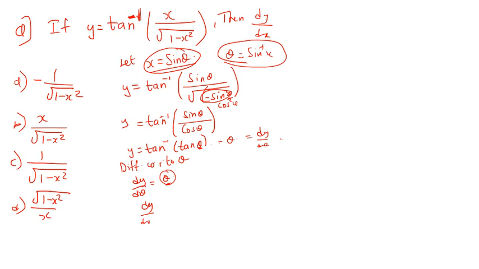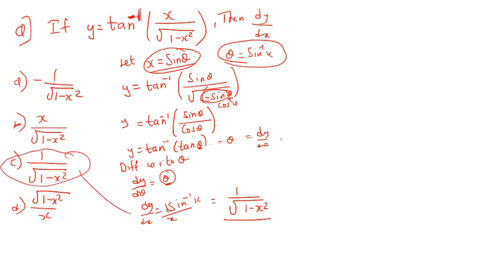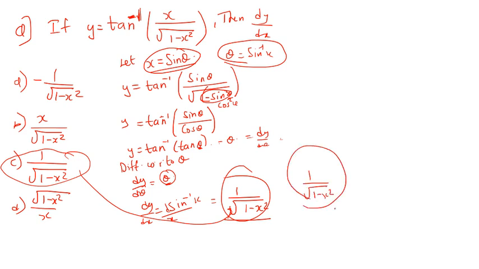Now you have to differentiate this sine inverse x. So dy by dx is equal to differentiating this sine inverse x. So what is the differentiation of sine inverse x? That formula, 1 by root of 1 minus x square. This is the final answer. So option C here is the right answer. This is a formula. How do I arrive at 1 by root of 1 minus x square? This is the formula in inverse trigonometry.